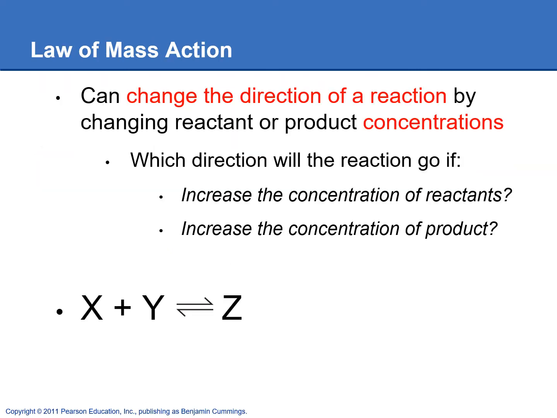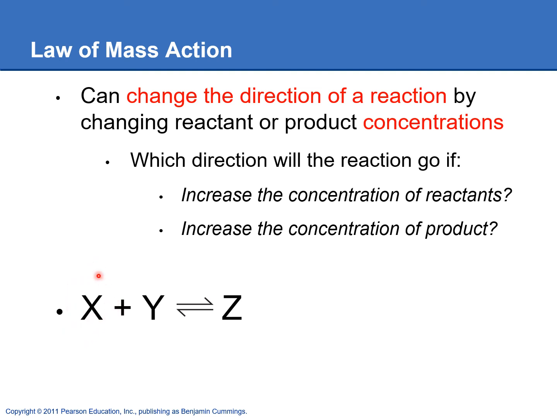Okay, the law of mass action, we talked about this a little bit in chapter 2. So by changing the concentration of the reactant or the product, we can change the direction of the reaction, which way it'll go. All right, so let's say that we increase the concentration of one of the reactants. Let's say we increase the amount of X.